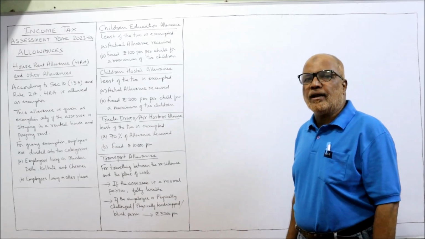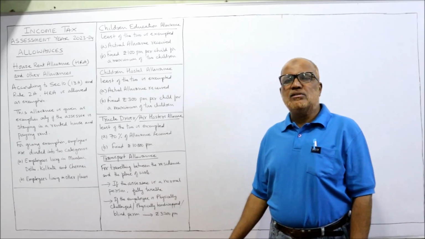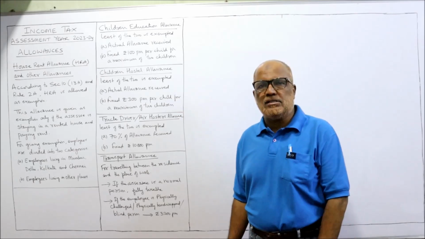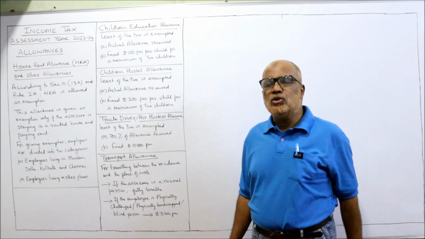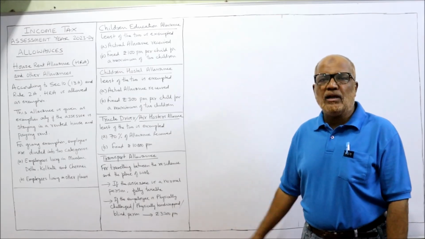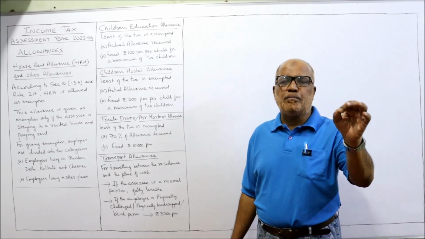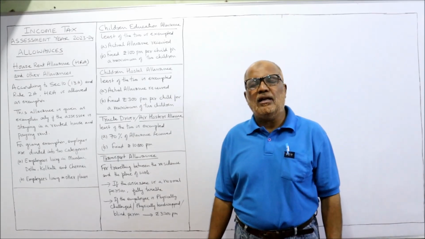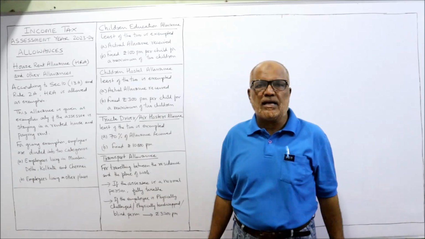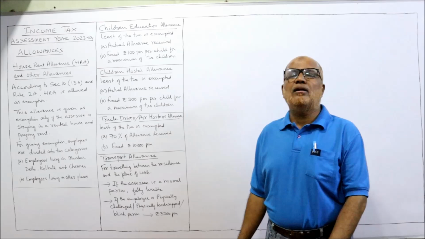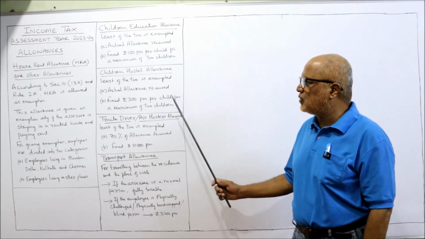Now, apart from HRA, children education allowance. Sometimes the employer will give children education allowance to the employees. In that case, the least of the following two will be allowed as exemption, and the remaining is taxable: the actual allowance received or 100 rupees per month per child for a maximum of 2 children. Children hostel allowance: again the least of the following two is allowed as exemption, the remaining is taxable: the actual allowance received or 300 per month per child for a maximum of 2 children.